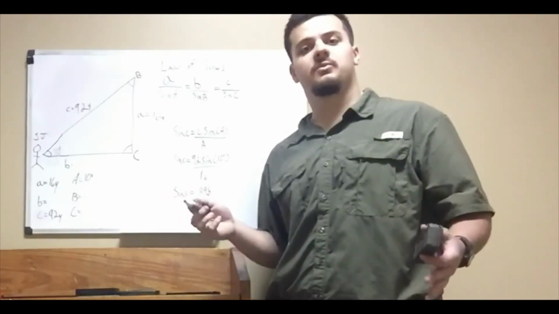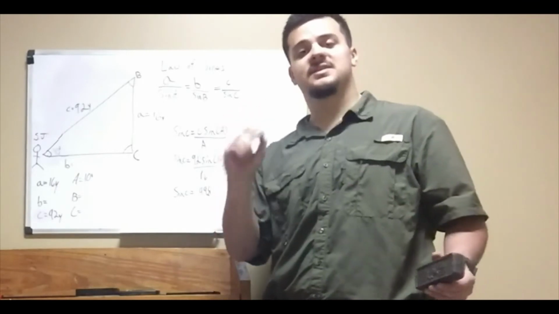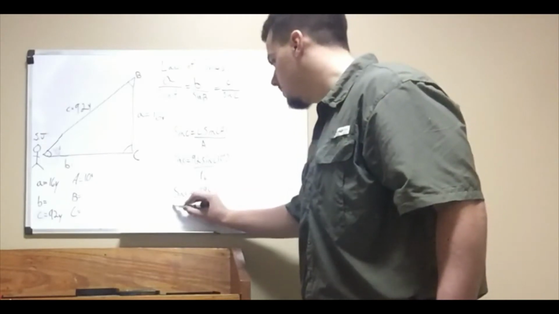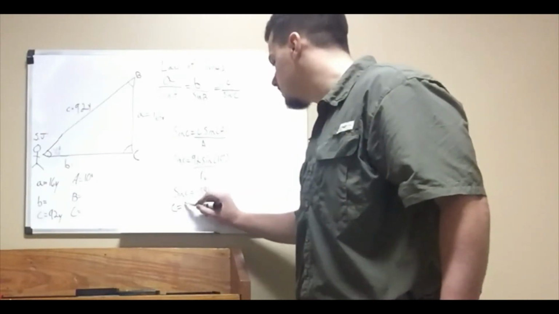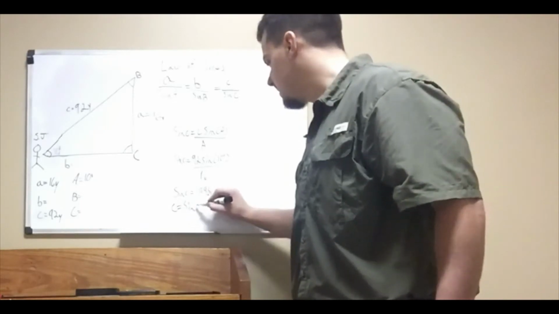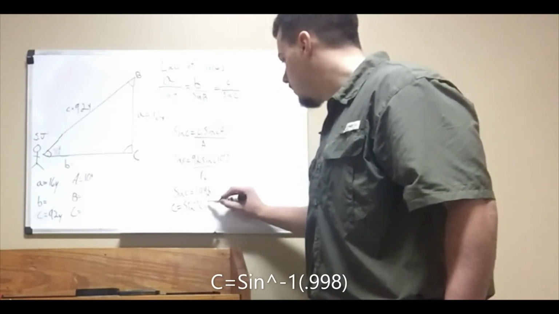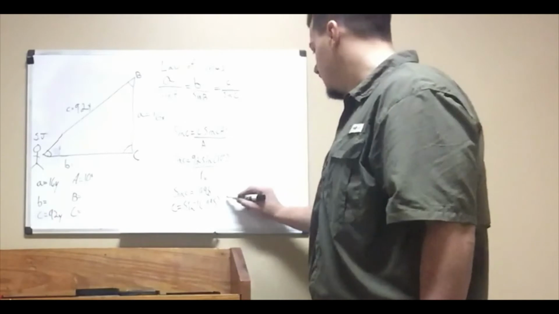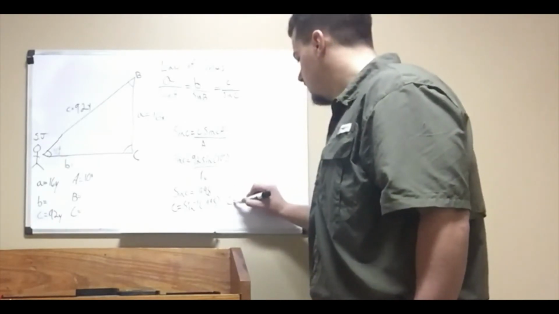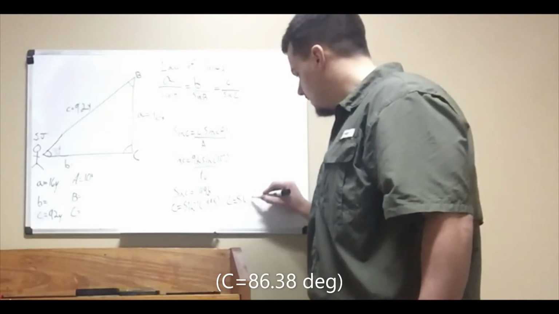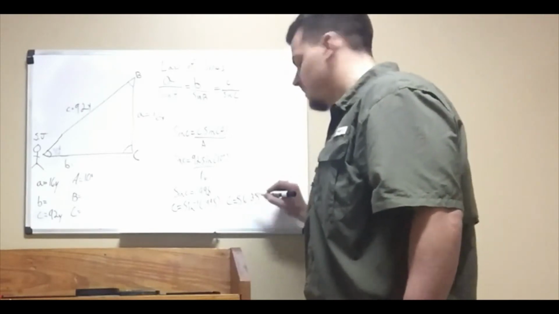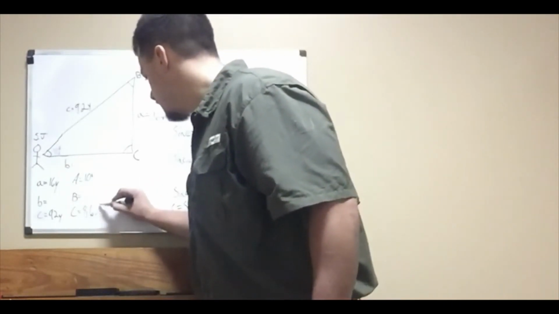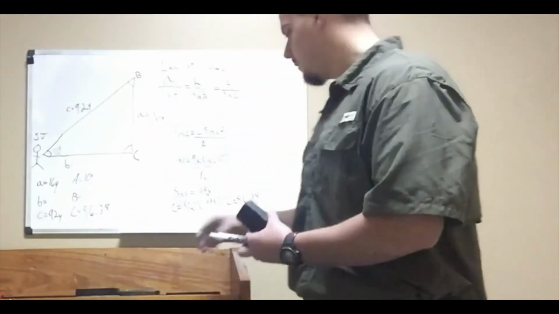Whenever you put in the inverse of sine, hit second and then sine again. That'll be the inverse of sine. And that will come out to C equals sine inverse 0.998. And that itself will come out to C equals 86.38. And there is our angle for C. So I'll write that over here, 86.38. Make sure you got it. I'm about to erase it.